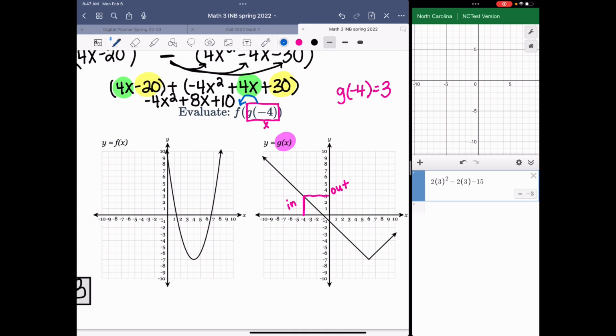So now I'm going to take that 3, and that 3 is now going to become my input for f of x. So we're going to go over here to f of x, and we're going to find f of 3. So we're going to go to 3, and we're going to connect to the graph. So this is my input, and I get an output of negative 6. So my final answer here is going to be negative 6. So the key to these is pay attention to which graph is which, and then make sure you do the input output and then switch graphs as you need to.